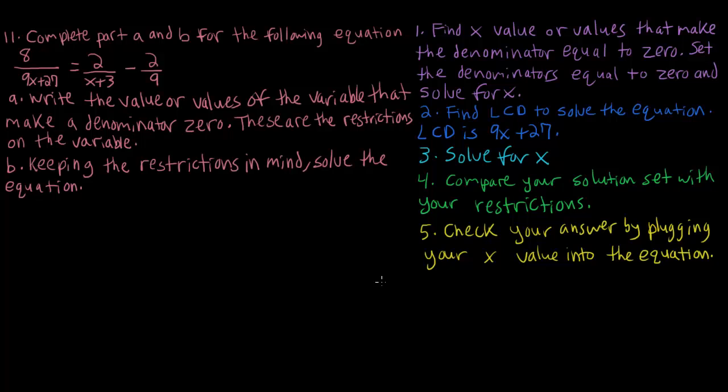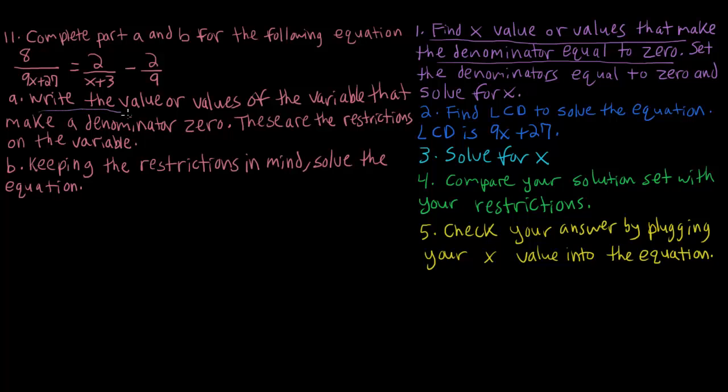Complete part A and B for the following equation. 8/9x plus 27 equals 2/x plus 3 minus 2/9. A. Write the value or values of the variable that make a denominator 0. These are the restrictions on the variable. B. Keeping the restrictions in mind, solve the equation. To start, step 1, find the x value or values that make the denominator equal to 0.